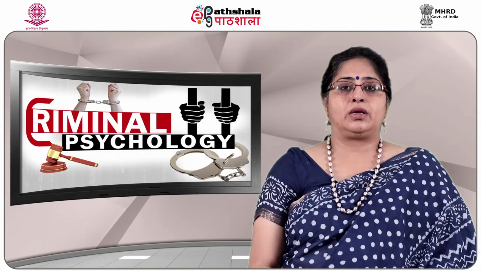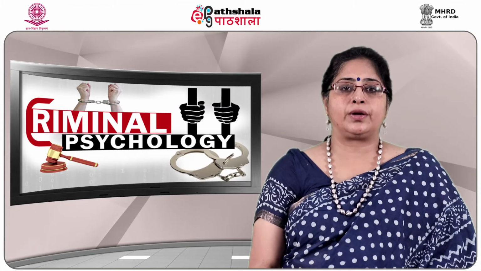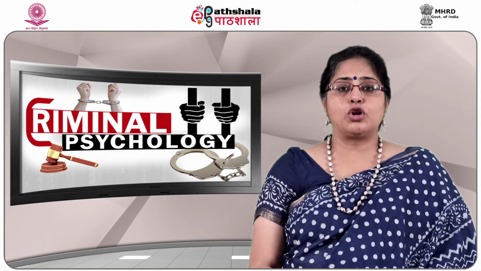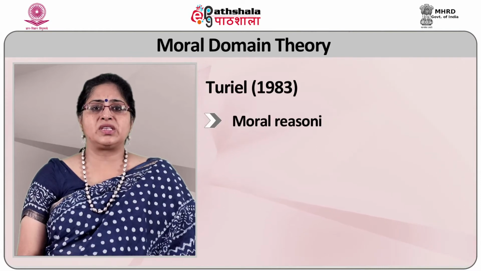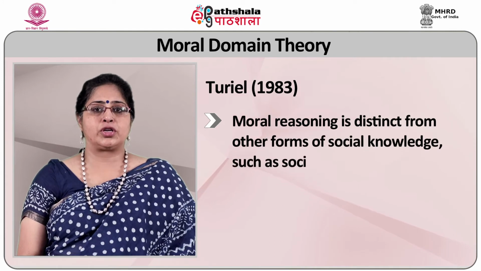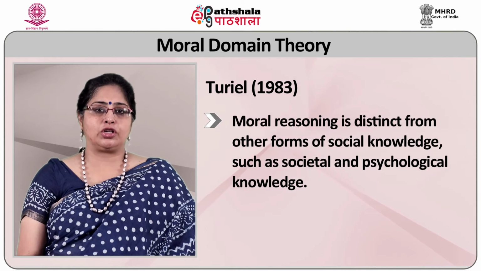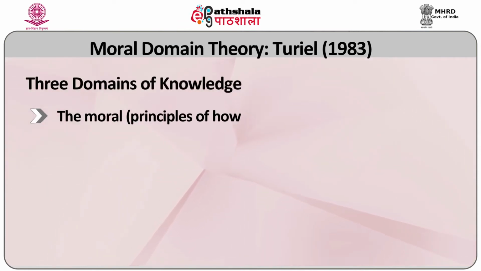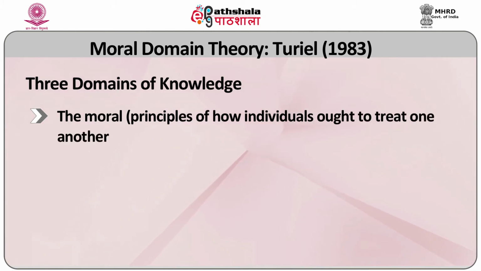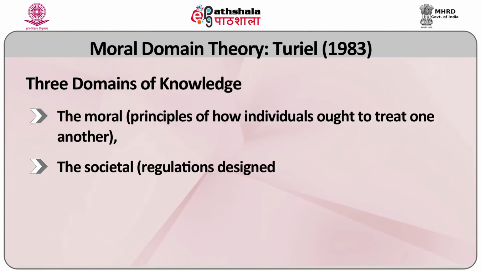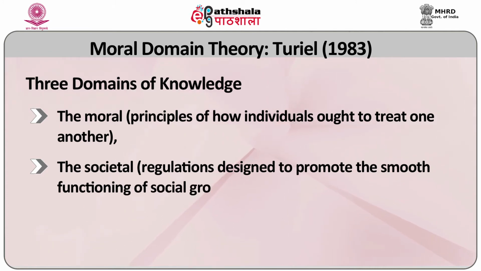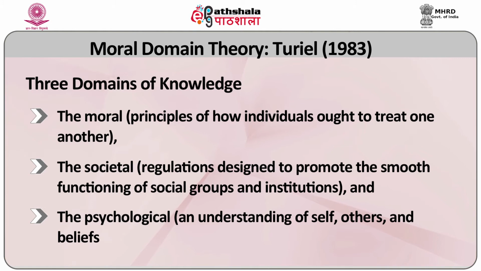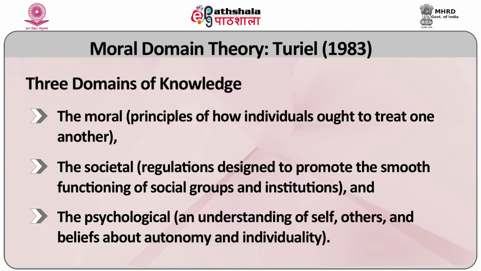This moral domain theory by Turiel is in contrast to Kohlberg's stage theory, in which morality is viewed as a series of hierarchical stages. Turiel's moral domain theory in 1983 proposed that moral reasoning is distinct from other forms of social knowledge, such as societal and psychological knowledge. Turiel outlined 3 domains of knowledge: the moral, or the principles of how individuals ought to treat one another; the societal, or regulations designed to promote smooth functioning of social groups and institutions; and thirdly, the psychological, an understanding of self, others, and beliefs about autonomy and individuality.